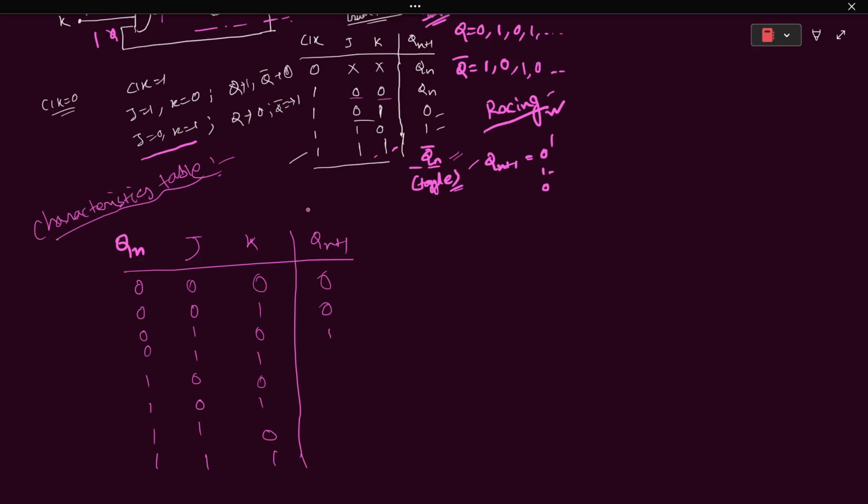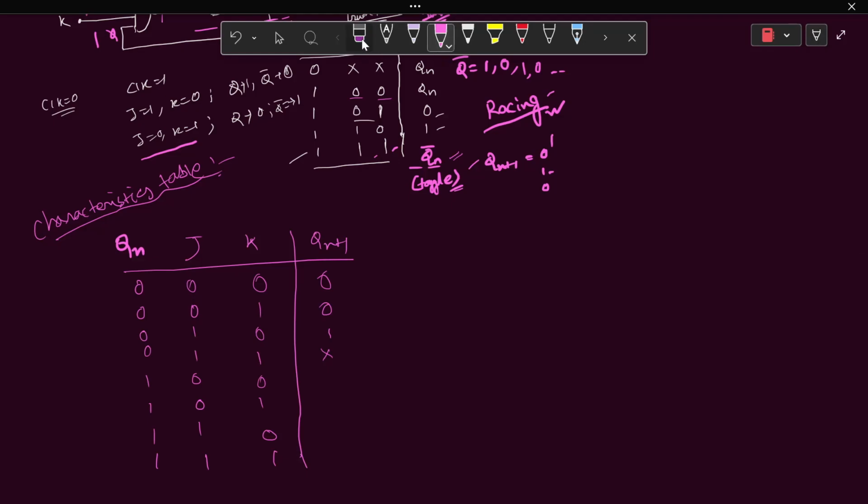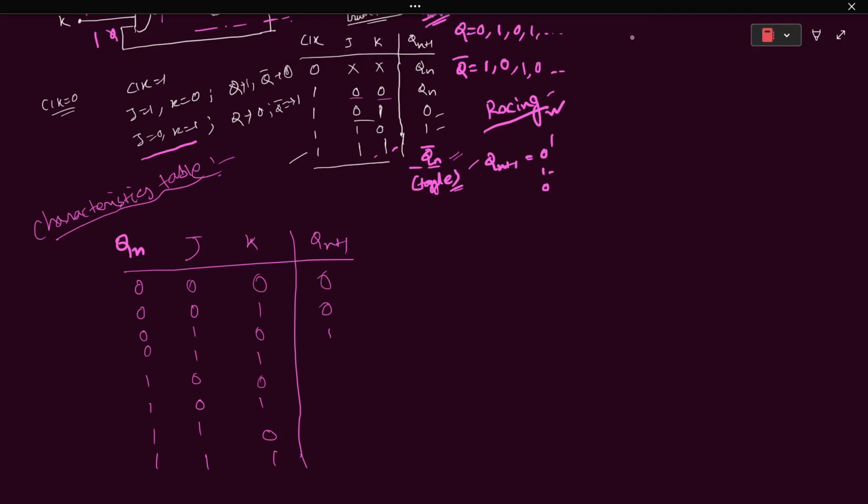I think you already remember that in case of SR flip-flop, what we write here is not valid. But such a case will not occur in the characteristics table of a JK flip-flop, because that is for SR flip-flop. So what will we write here? We write Qn complement. What is the value of Qn complement for that particular input? Qn is 0, so Qn complement will be 1.